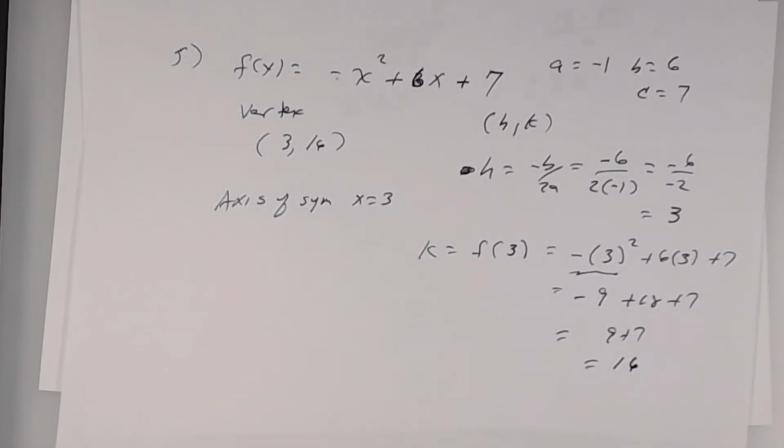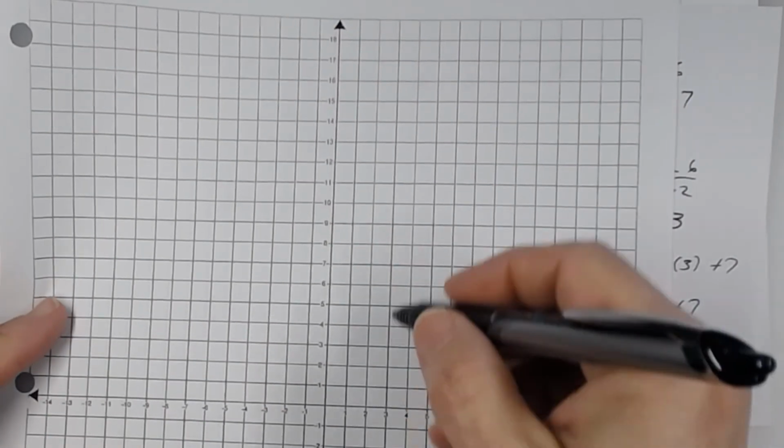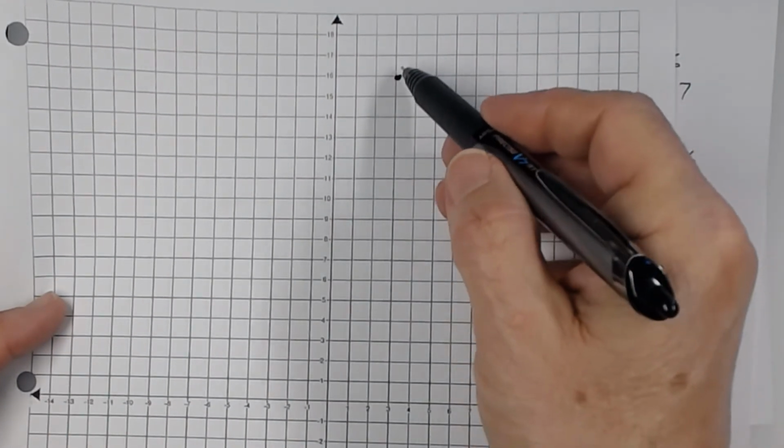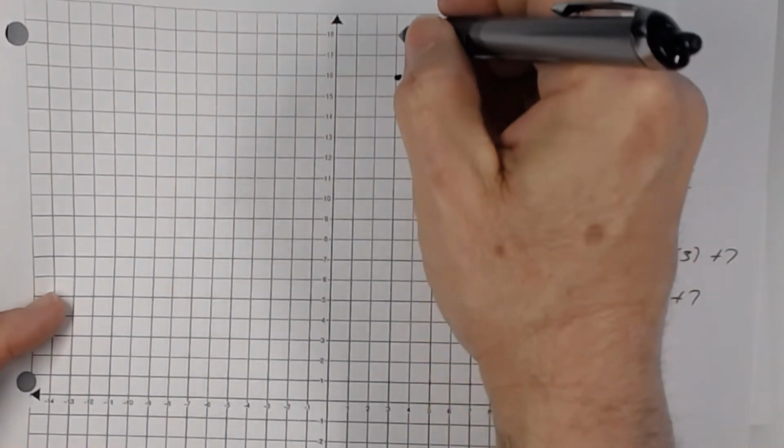So I'm going to use a grid. I'm going to use a big grid paper, so I'll have enough room. So (3, 16) is here, right here. Here's the axis of symmetry.